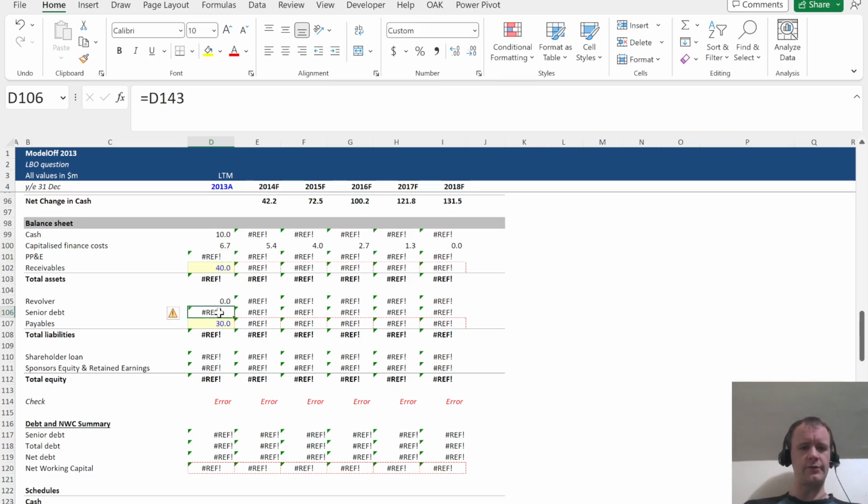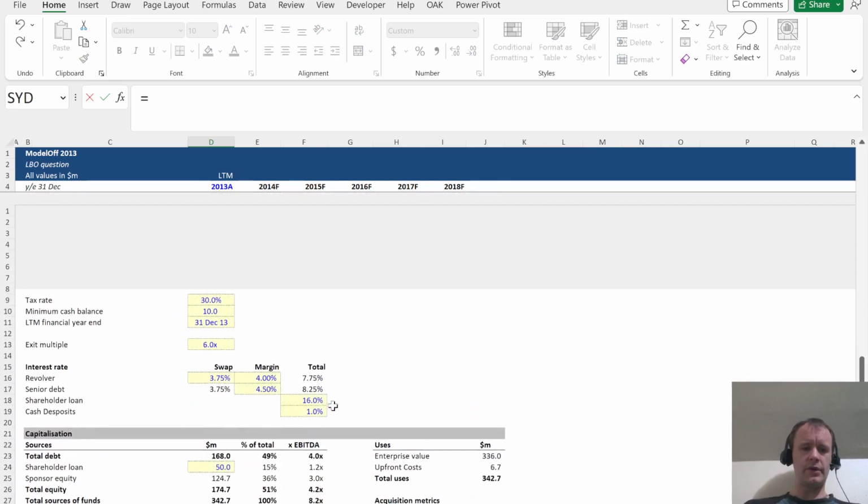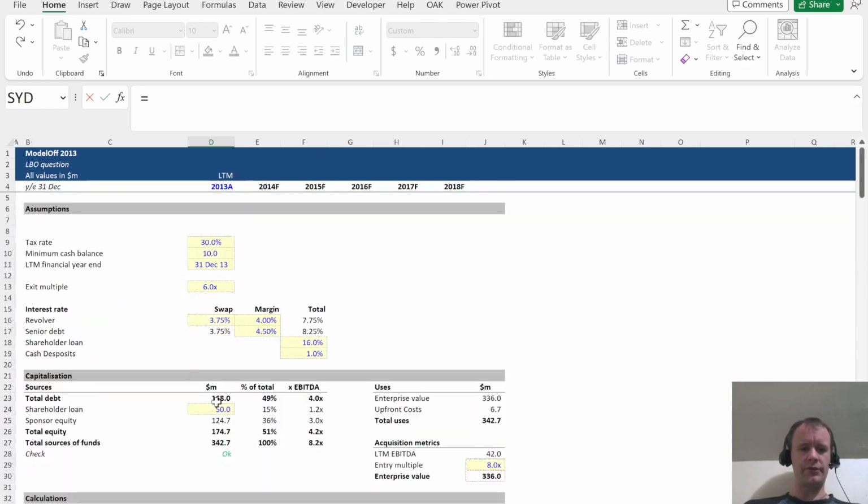We'll have to figure out the senior debt. So senior debt, let's again hit Alt-TUE to get to the error. Okay, so that's just pointing down here. But that should just point up to here, where we figure out the total debt, which is 4x EBITDA. So, sorry, I should have mentioned here, you've got your sources and uses of the money. Uses is just paying for the enterprise value, $342 million.